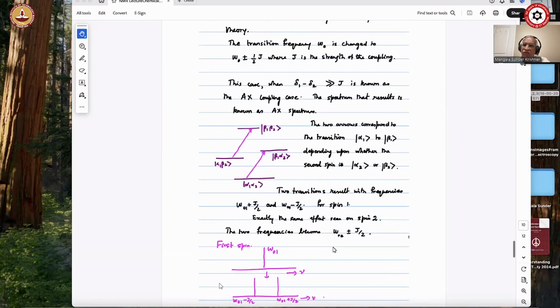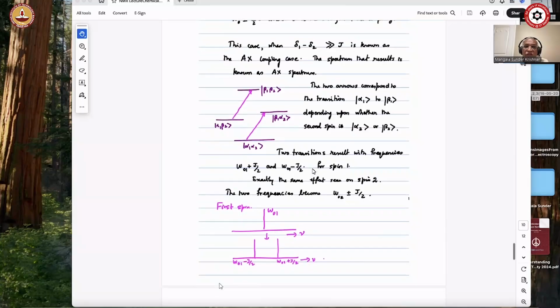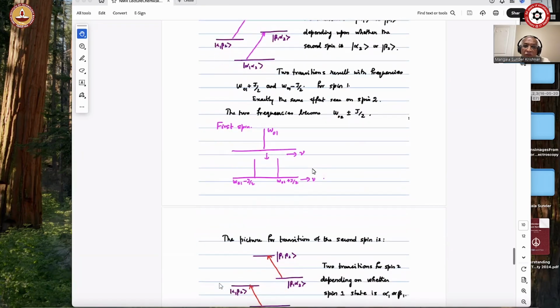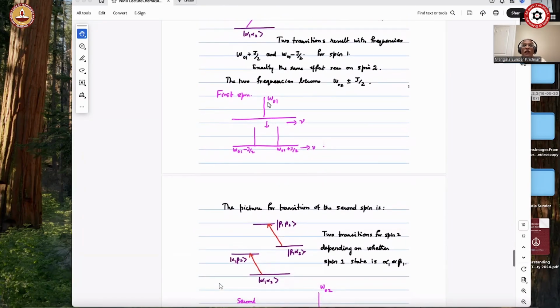And exactly the same thing holds for the second spin. The second spin is affected by the first spin's presence. So what are the second spin transitions? If you draw the arrow from here to here, alpha 2 to beta 2 keeping alpha 1 constant, and alpha 2 to beta 2 keeping beta 1 constant, the second spin also has two frequencies, and that is also divided as omega 0 2 plus or minus J by 2. So the spectral line is split by the presence of a second spin for both the spins. This spin is split into 2. This spin is also split into 2.